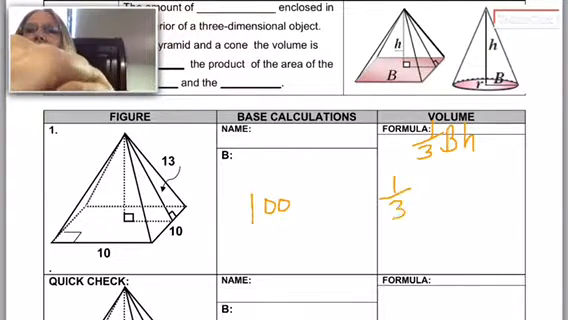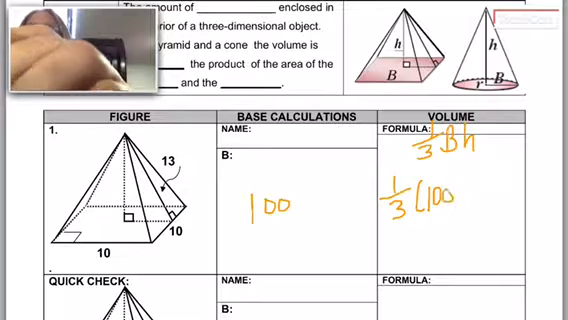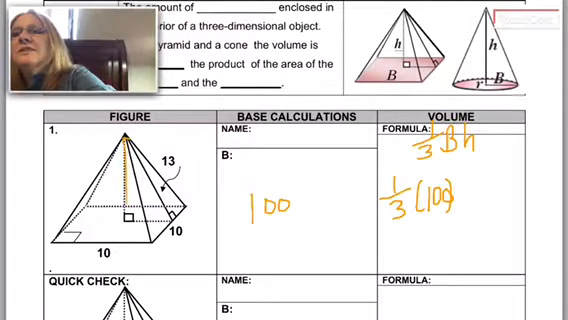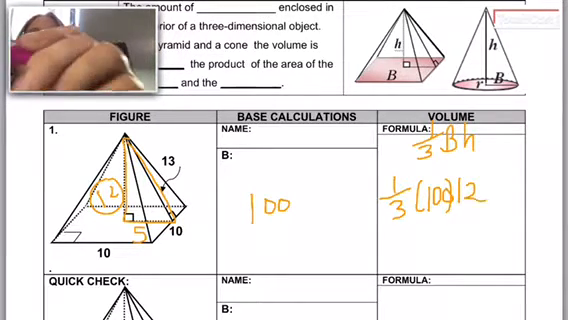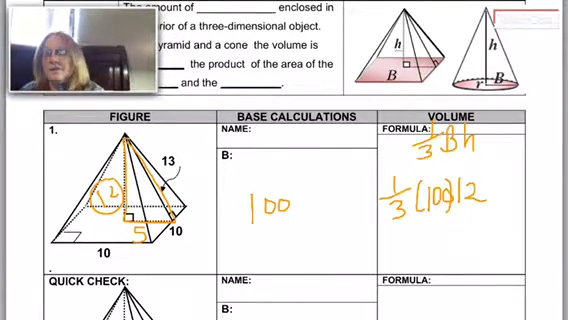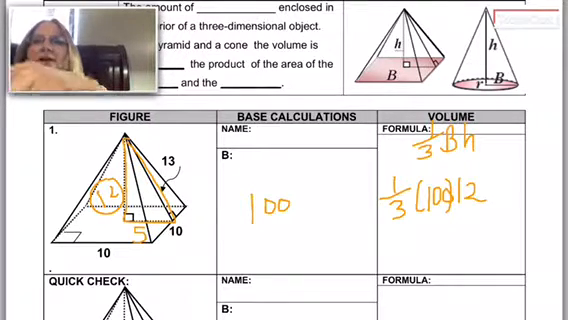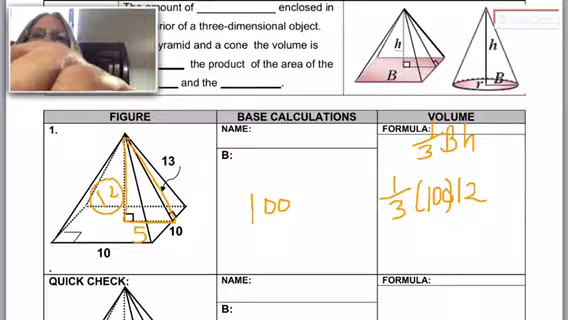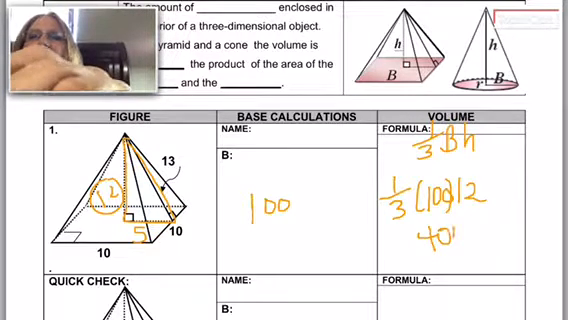So 1/3 times 100. They don't actually give us the height, but we see a right triangle. It's a triple because the whole length of this side is 10, so half would be 5. So that would make the height 12. So this is 1/3 times 100 times 12. And that is going to be, well, actually, 1/3 of 12 is 4, so we can just see it's going to be 400.